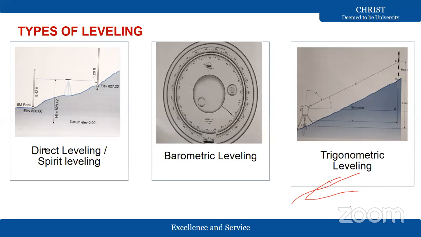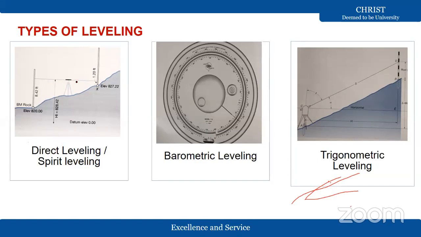But in today's class, we are going to discuss the types of leveling in direct leveling or spirit leveling. Means you will be having a telescopic instrument, and you have a horizontal line of sight here. So I am going to take a staff reading at two different positions. If I want to establish a relative elevation between this benchmark and other point, I am going to keep my instrument in between somewhere. Then I am going to take the staff reading on the benchmark and staff reading on this one.